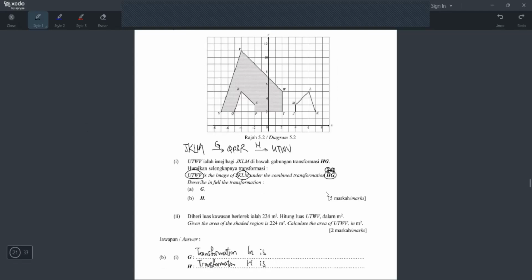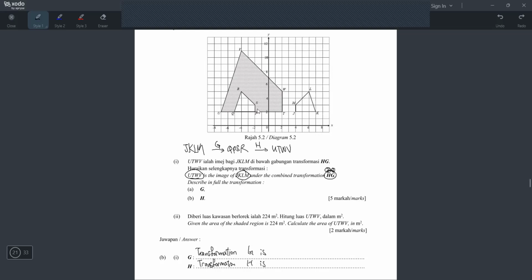But why is it worth 5 marks? Because when you describe, you cannot just write translation, reflection, rotation, or enlargement. You still have to write many things. For example, the center, the scale factor, all of that must be written too. Okay, let's determine G first. G is from where? JKLM to QPSR. JKLM is this one, QPSR is this one. Okay, this is very obvious.